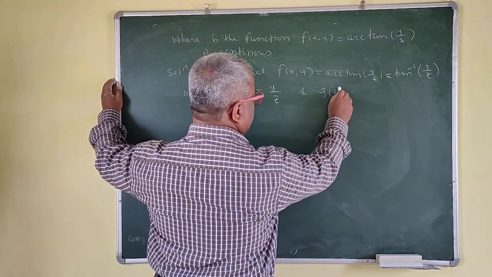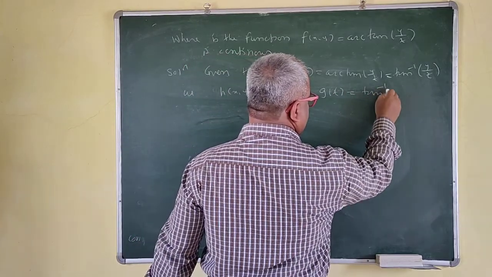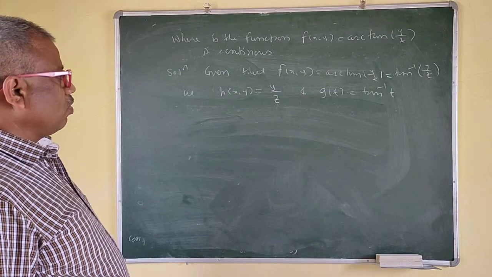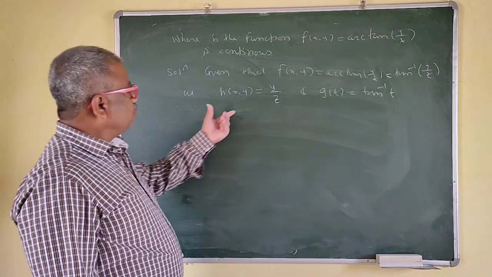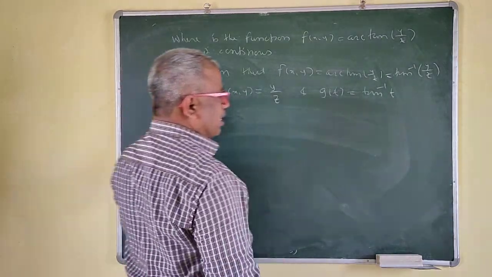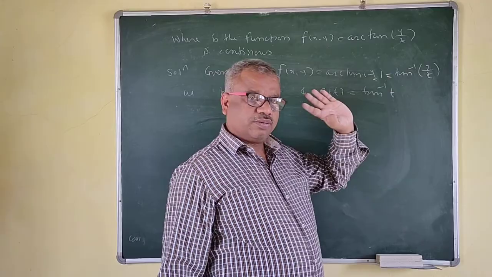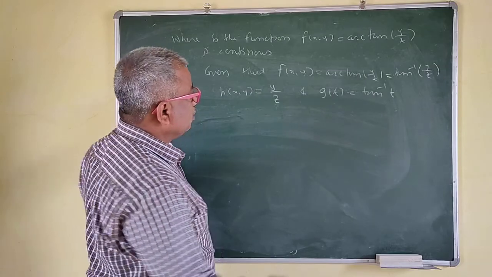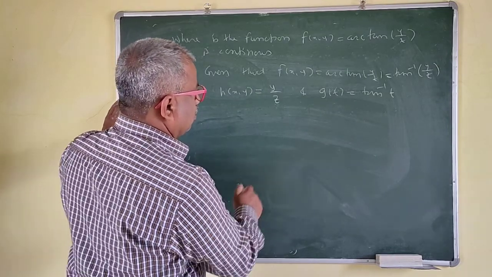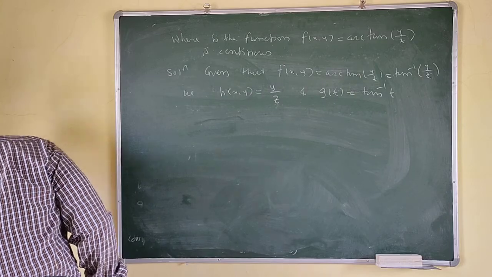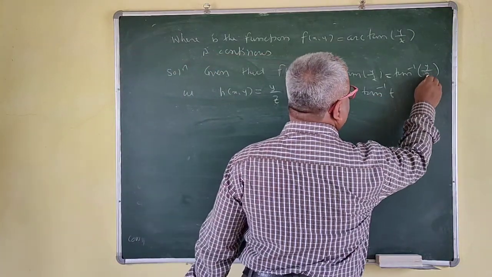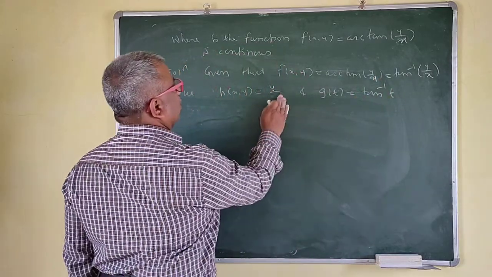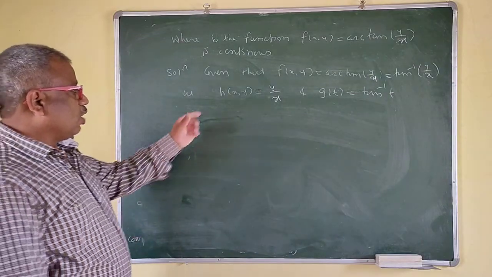And g of t is equal to tan inverse of t now. Okay. So now see this. For tan inverse, you know that tan inverse of t is continuous everywhere, right? So now this is y upon z. It should be y upon x, I think. This is not y upon z. This is y upon x. Okay? Y upon x.